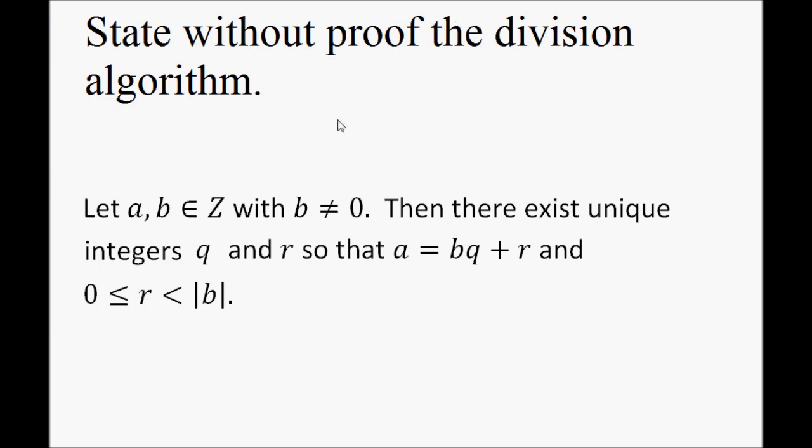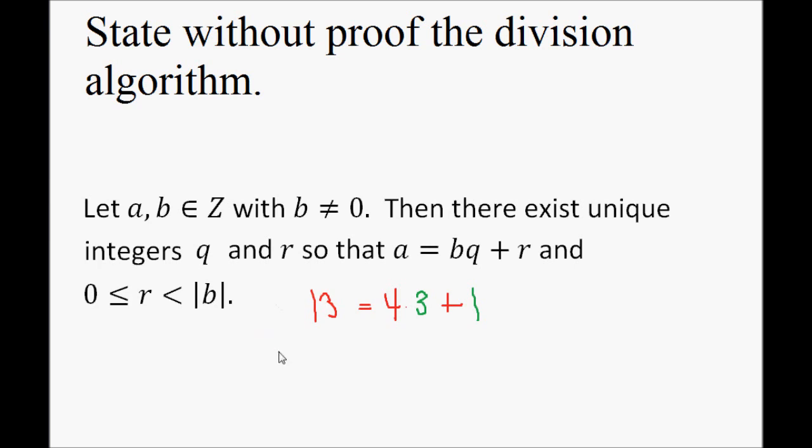So let's just go over a few examples of this. For example, if a is equal to 13 and b is equal to 4, then the quotient would be equal to 3, and the remainder would be equal to 1. So if a is equal to 13 and b is equal to 4, then q would be equal to 3 and r would be equal to 1.